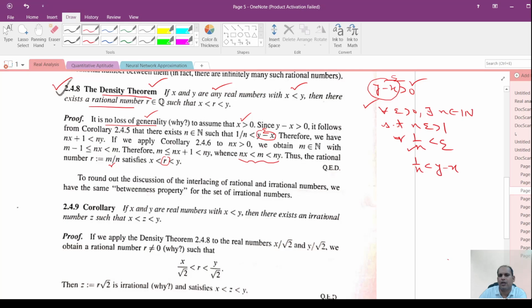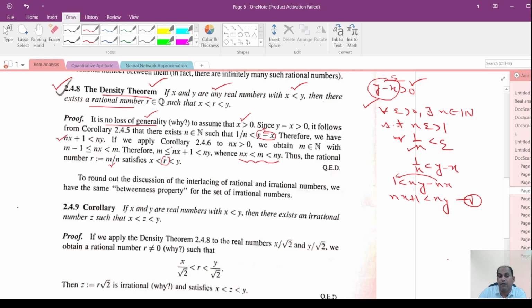So, this is the first relation, or from here I can write it as 1 less than n y minus n x, or bringing n x to the left hand side, n x plus 1 less than n y. So, this is the first relation: n x plus 1 is less than n y.